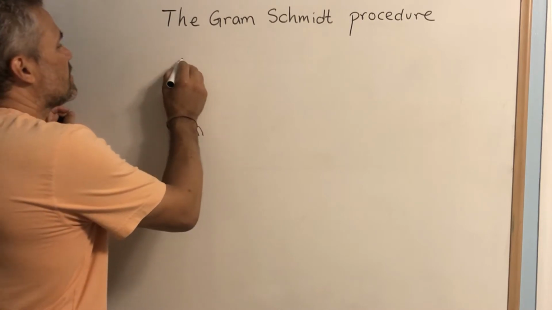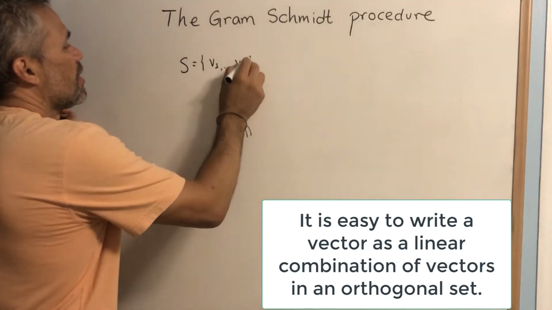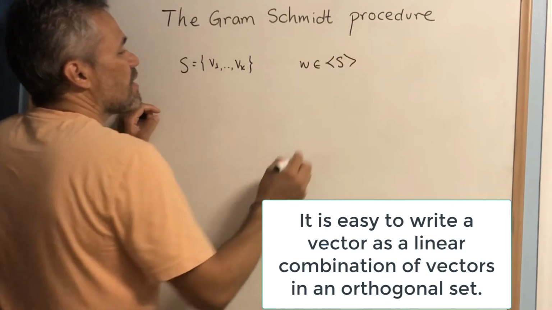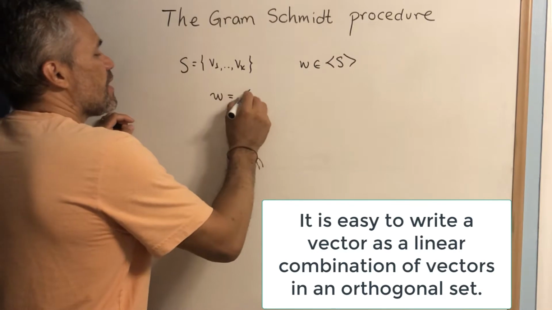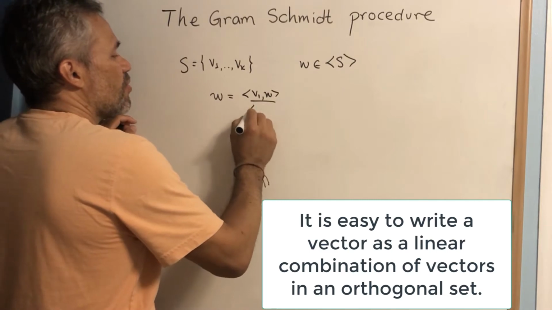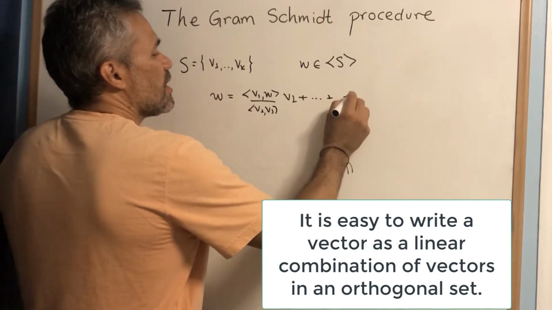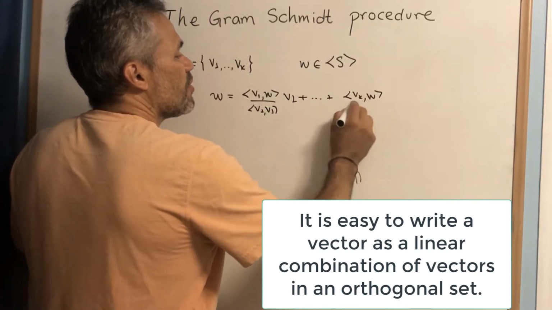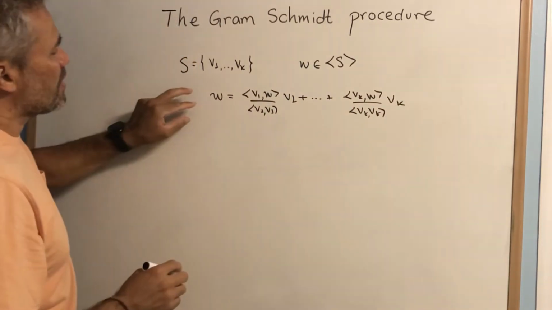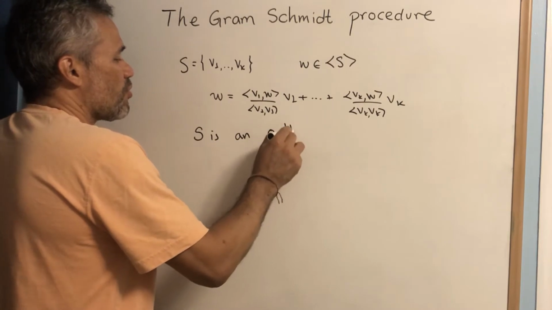We have seen that if S is an orthonormal set, then any vector W in the span of S can be easily written as ⟨B1, W⟩ over ⟨B1, B1⟩ times B1, plus ... plus ⟨BK, W⟩ over ⟨BK, BK⟩ times BK.